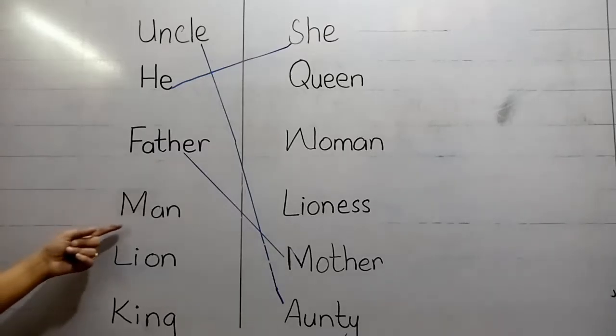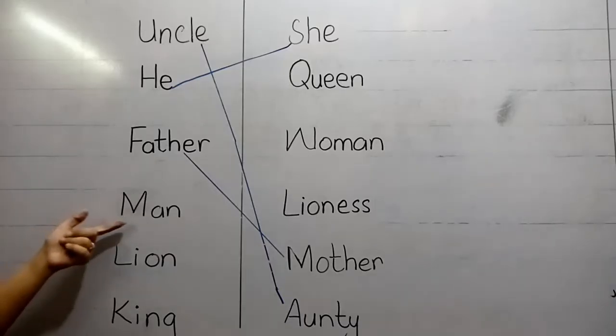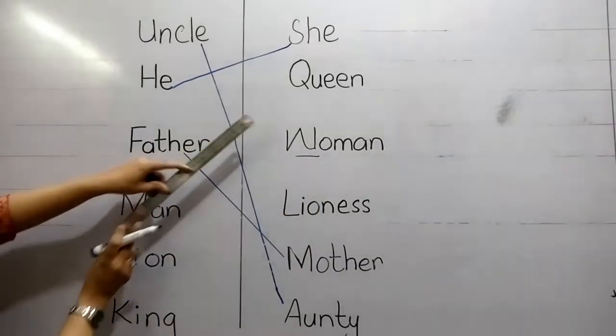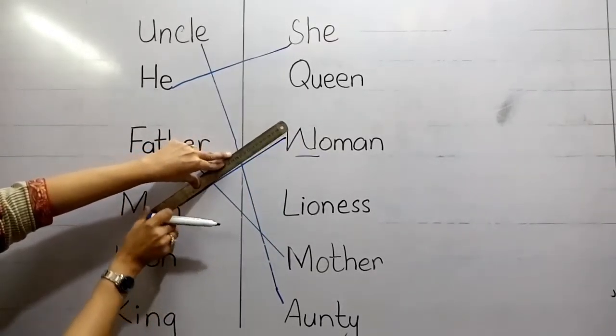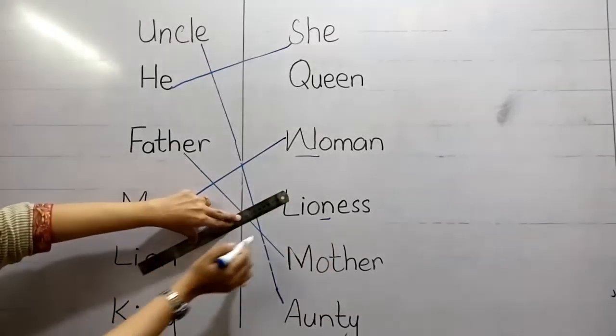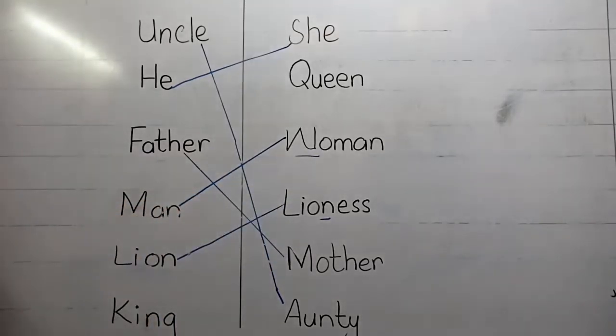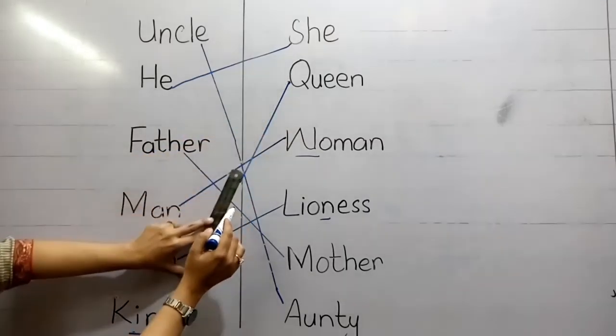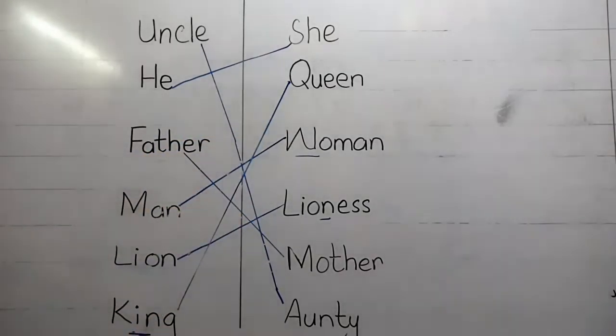Next is man, and its opposite gender is woman. So join man and woman. Next is lion, the king of the jungle, and its gender is lioness. Match it. Next is king. What is the opposite gender of king? Queen. Yes, match king and queen. Okay kids, these all are genders: uncle, auntie, he, she, father, mother, man, woman, lion, lioness, king, queen.